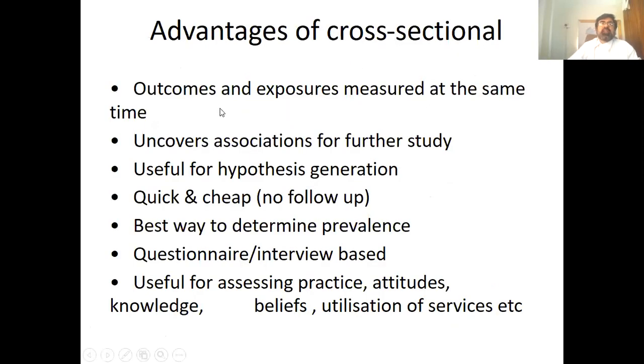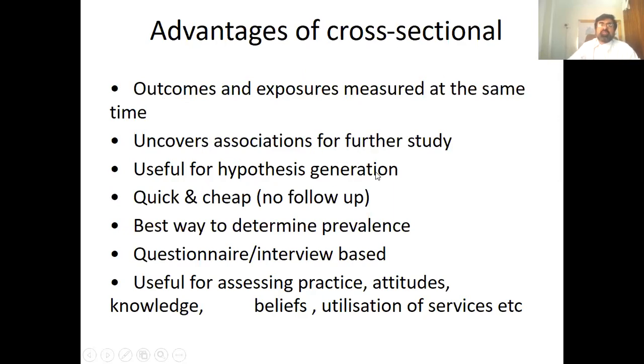Advantages of cross-sectional studies: outcomes and exposure are measured at the same time, and it uncovers associations for further studies. This is the advantage of cross-sectional studies, that they collect data on outcome and exposure at the same time. You will have the people with the disease and the associated factors as well when you conduct a survey. It uncovers the association for further study, meaning you formulate hypotheses and then test them in analytical studies to find an association between the variables and the outcome.